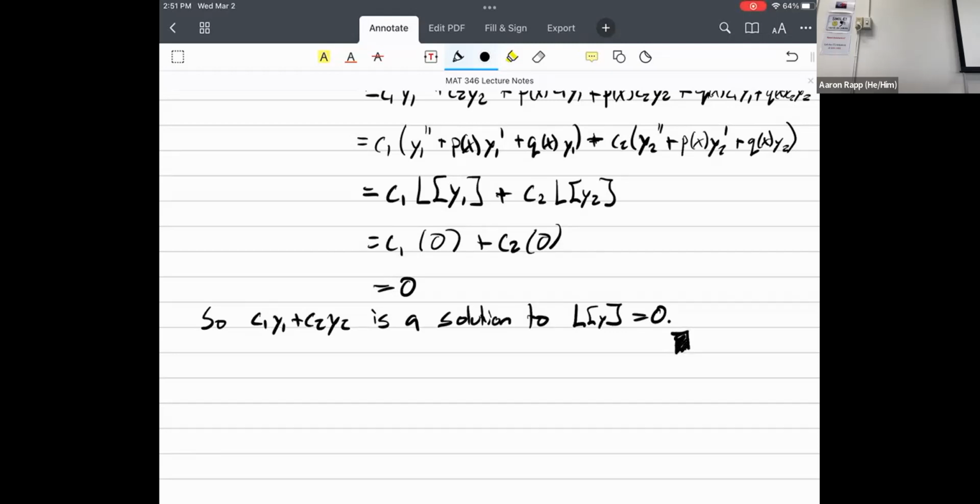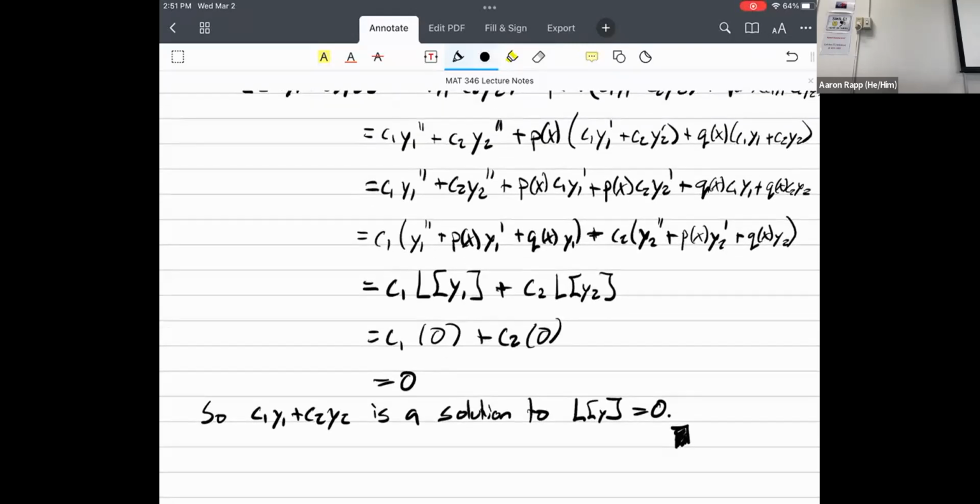Since those constants C1 and C2 were any real number, we've finished proving what we wanted to prove, meaning that we are done.